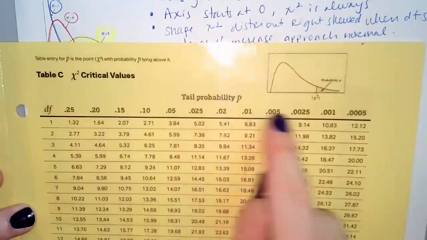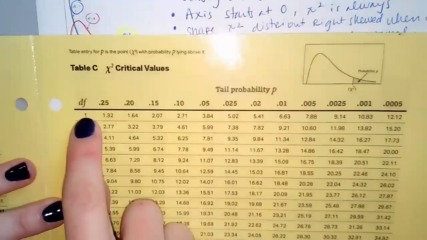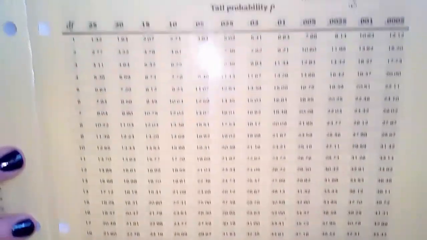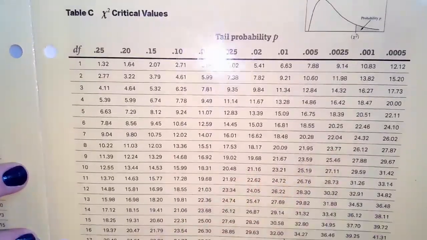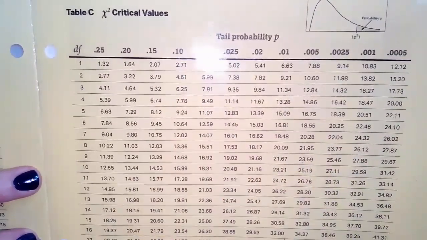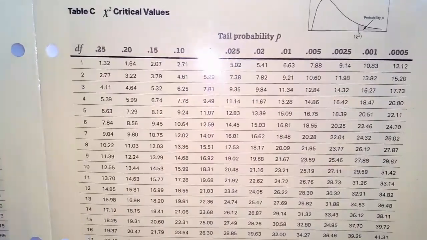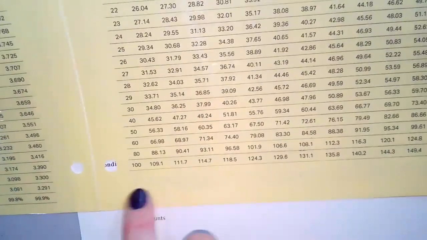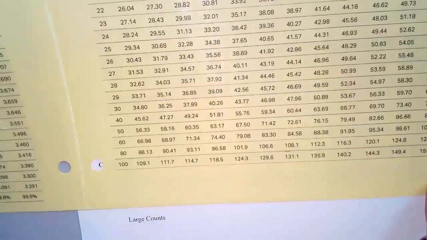So upper tail probabilities are on the top of the table, and you go down degrees of freedom to find the chi-squared. So chi-squared are all the values that are inside the table, okay, just like we had over here in the table B. Now notice at the bottom of the table C, there are no confidence interval values because you don't make confidence intervals with chi-squared.